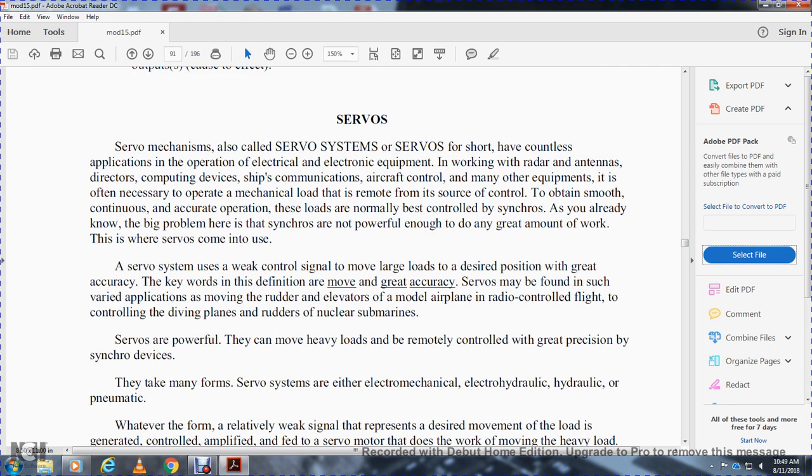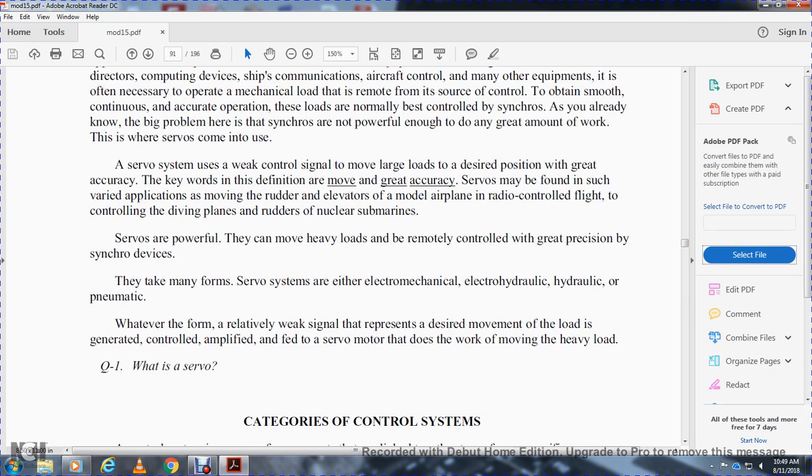They can be electromechanical, electrical, hydraulic, or pneumatic. Whatever the form, a relatively weak signal indicating the desired movement of the load is generated by the control and amplified. That is the servo motor's job, the work of moving the heavy load.